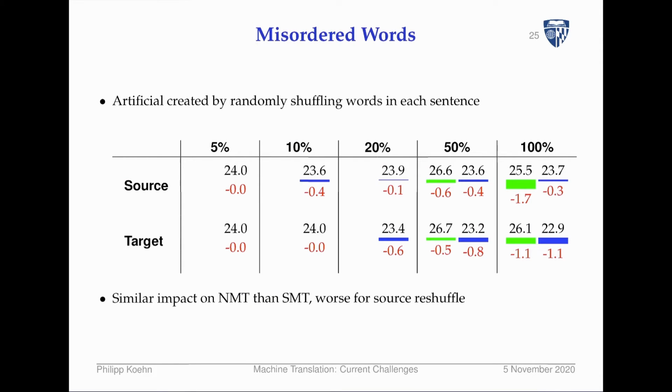Here is another example of misordered words. Here we just basically add sentence pairs that are perfectly fine sentence pairs, but we shuffle the words in the sentence rather randomly. And we can do this on the source sentence, we can do this on the target sentence. If you do this on the target sentence, it kind of equally hurts statistical and neural machine translation. However, if we do it on the source, at least at the 100% level, it hurts neural machine translation more.